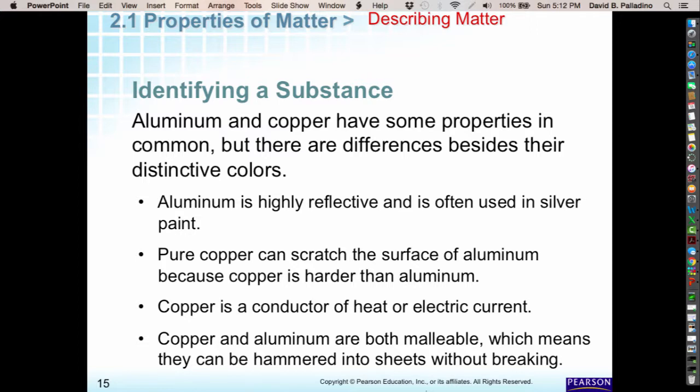So hardness is an intensive property of a solid. Copper is also a very good conductor of electricity and heat. It's why a lot of wiring is made out of copper. Aluminum is not as good of a conductor. And I mentioned the word malleable before. Malleable means it can be hammered into sheets or hammered into a shape, and it doesn't break. A really good example of this is gold.